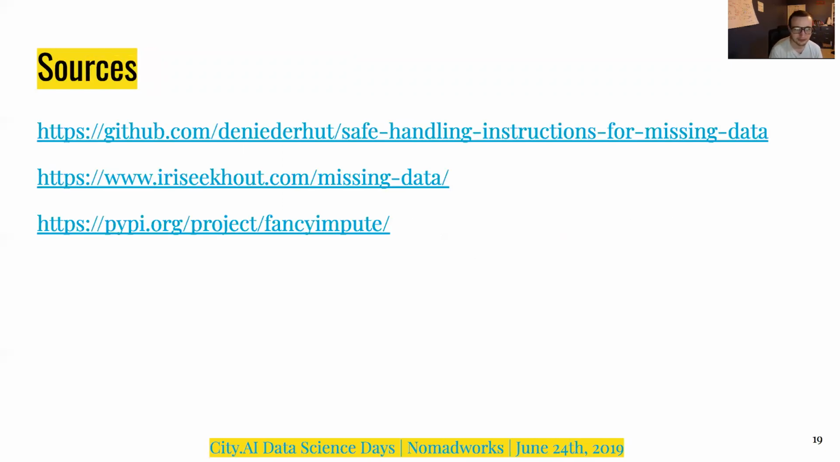These are some of my sources. I got a lot of these ideas from a talk from SciPy in 2018 by Dylan Niederhut. You should check that out. Iris Eekhout has some amazing resources from her PhD dissertation. You can find that on her website. And there's another library in Python called Fancy Impute. They have more strategies. They have matrix completion algorithms. They have a lot going on, and so you should check that out.